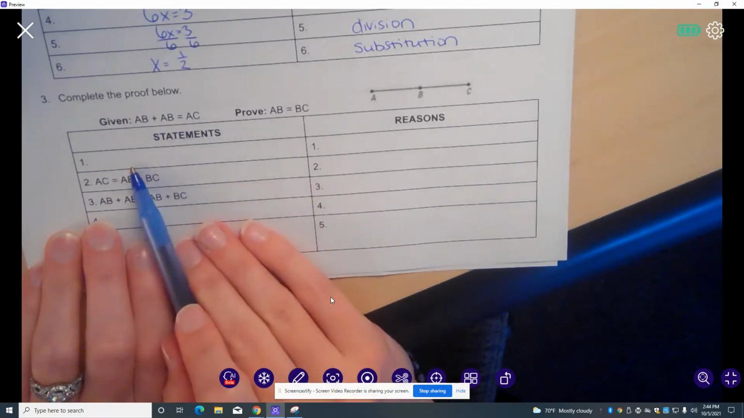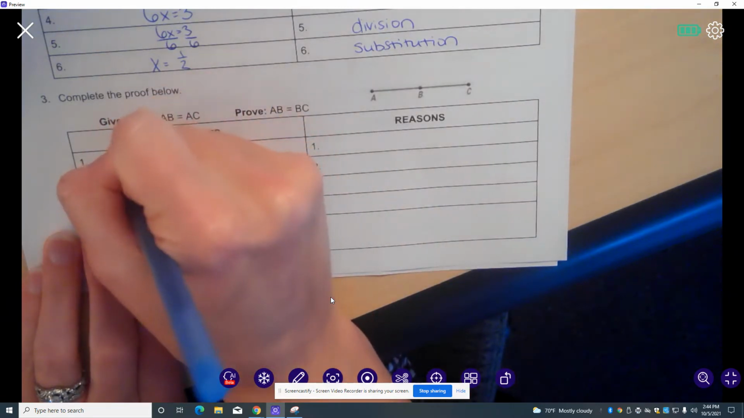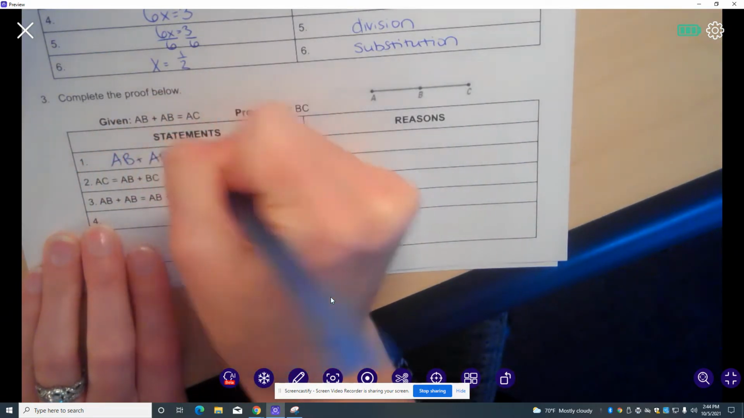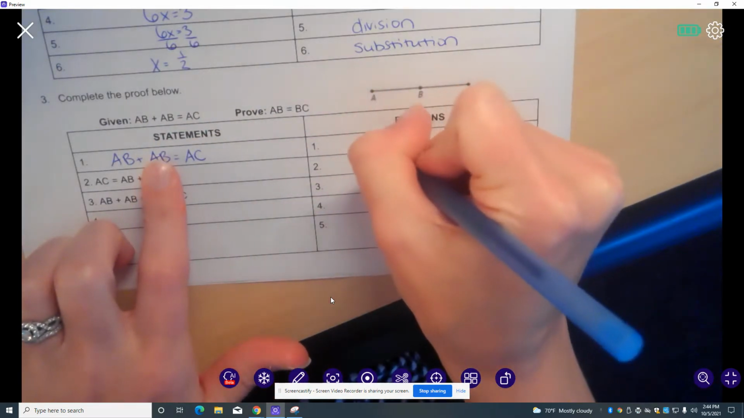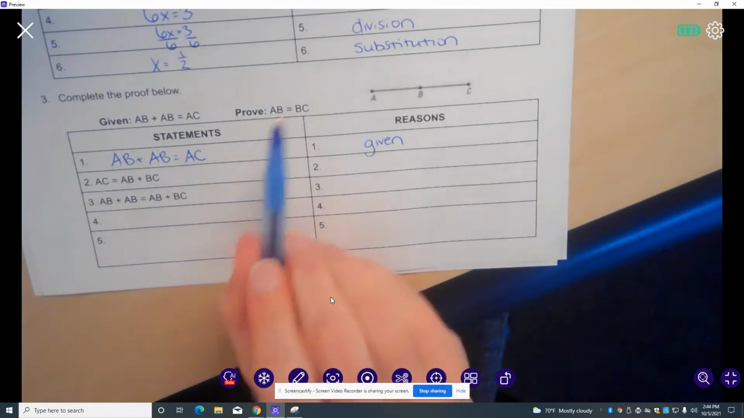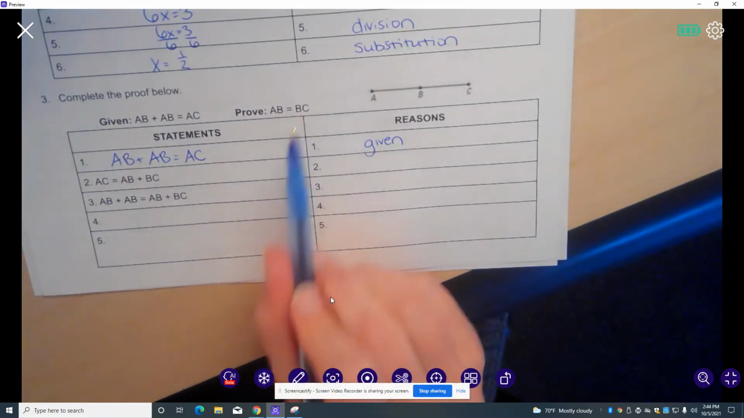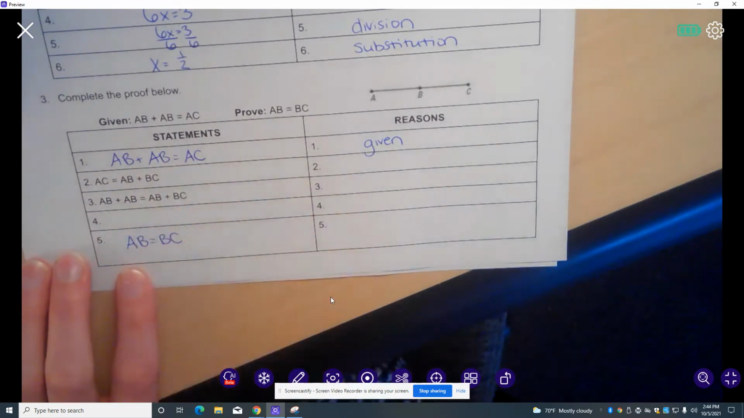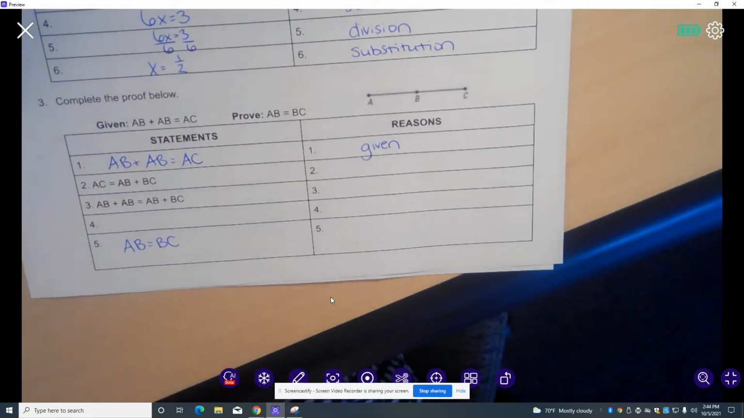I notice that's not in my proof yet, so I'm going to go ahead and put that in there. That was given to me. And we're trying to prove at the end that AB equals BC. So I'm going to put this here at the end of my proof.